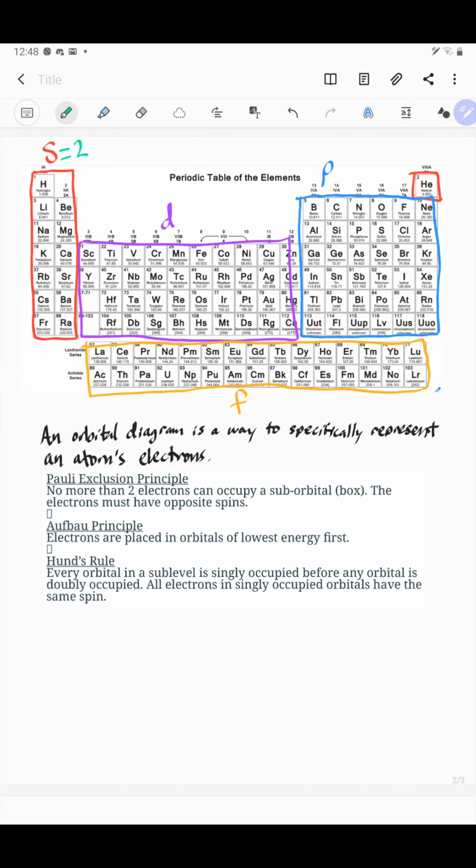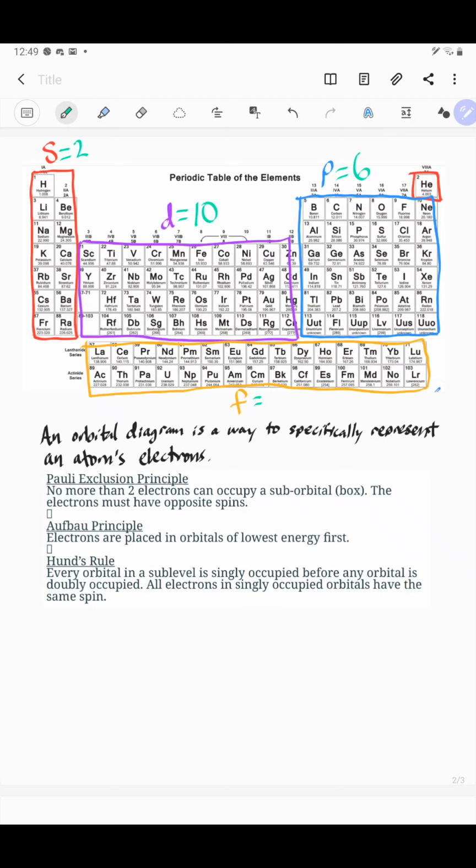The P block is going to be the next one, and I'll explain that in a second, but for the P block, we're going to count how wide it is. 1, 2, 3, 4, 5, 6. And so it can hold up to 6 electrons. And then the D block can hold 1, 2, 3, 4, 5, 6, 7, 8, 9, 10 electrons.